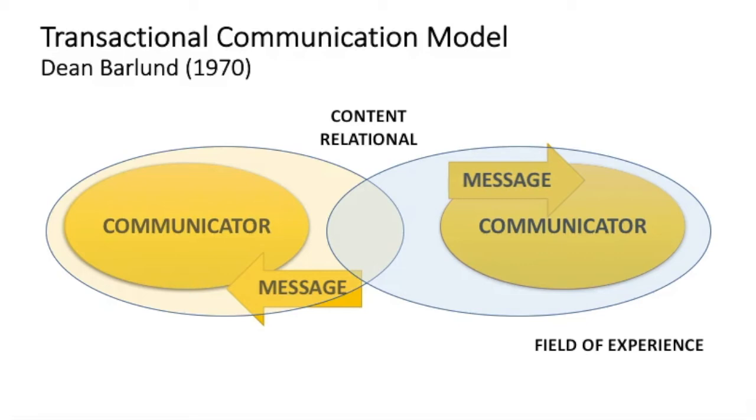In theory, the more the fields of experience between communicators overlap, the smoother the communication interaction will be. Consider, for example, language. If two communicators share the same language, which would be part of their shared field of experience, this would most likely make for a faster, smoother interaction. In theory, at least.